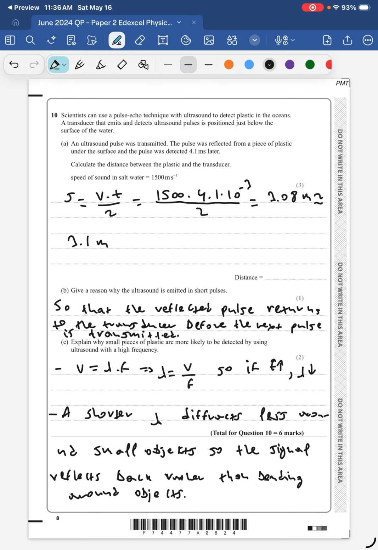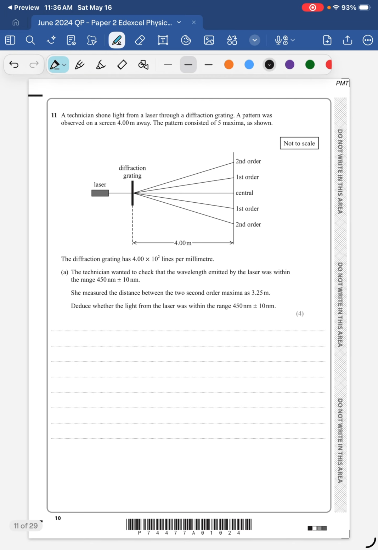Let's move on to question 11. A technician shone light from a laser through a diffraction grating. A pattern was observed on a screen 4 meters away. The pattern consisted of 5 maxima as shown. The diffraction grating has 4 times 10 to the second lines per millimeter.